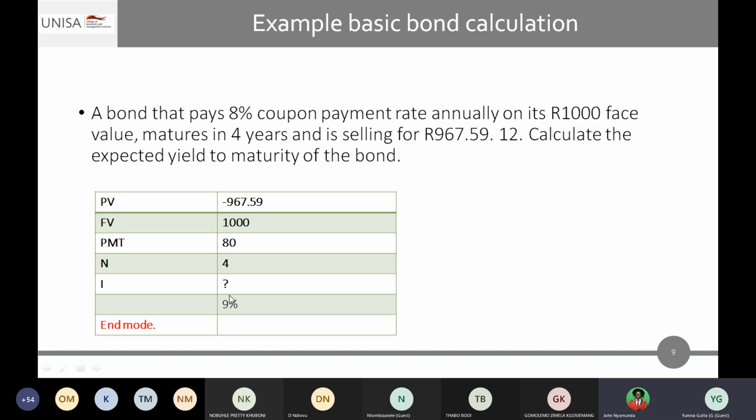Okay, so Desiree, can you check for me something which I forgot to mention to you guys? Is your calculator in end mode? You must make sure your calculator is in end mode. For all these bond calculations, we very rarely do begin mode calculations. We do end mode calculations. All payments are received at the end.